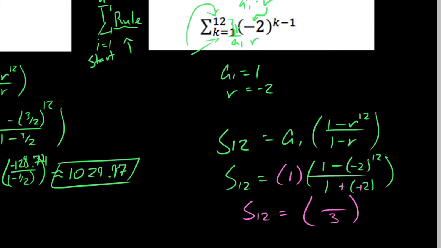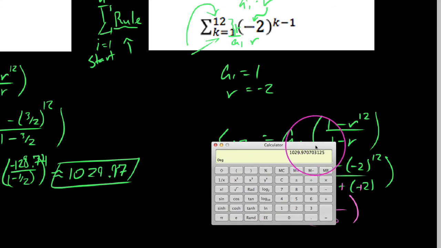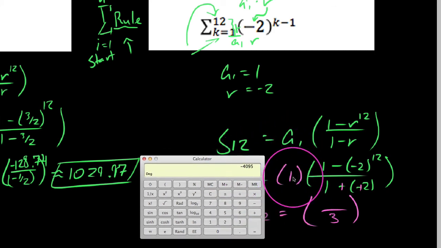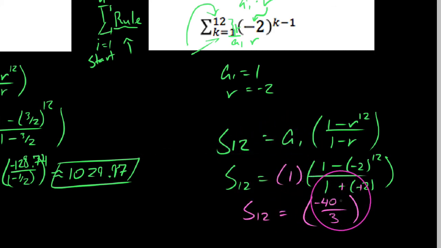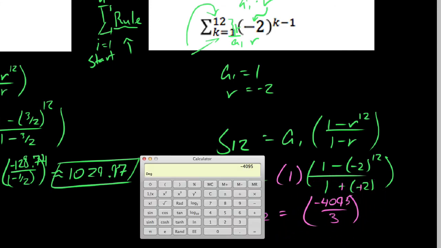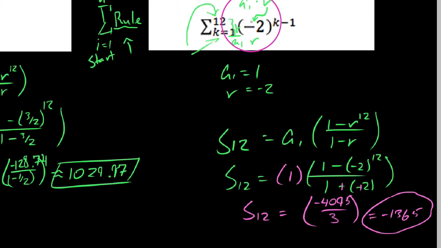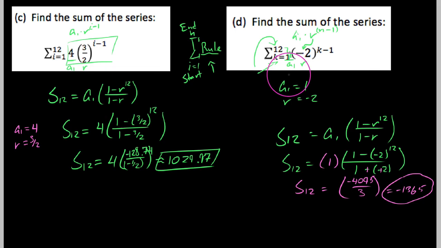We actually have to do negative 2 to the 12th first. We have to do our exponents first. So we take negative 2 to the power of 12, which is 4096. 1 minus 4096 would be negative 4095. And now we need to take this divided by 3, and we get negative 1365. And this is indeed what you get because you're adding up a bunch of negative terms each time. Okay, so that's how you find the sum of a geometric series.